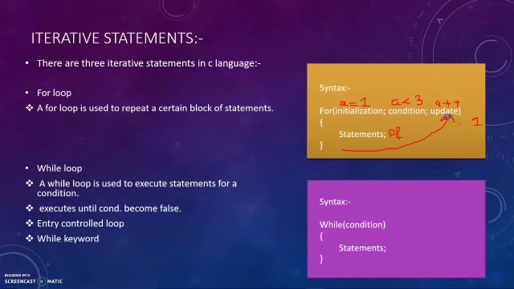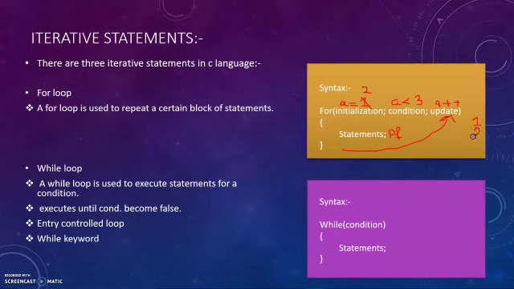The previous value of a was 1. Now increment is done. Now the value of a will become 2. Again check the condition. 2 is less than 3. Enter the for loop. Statements print the value of a.